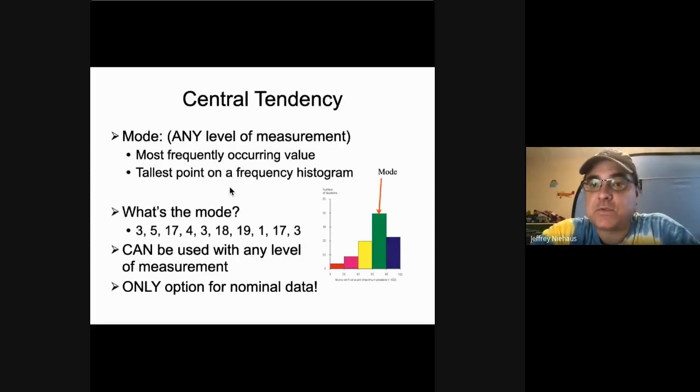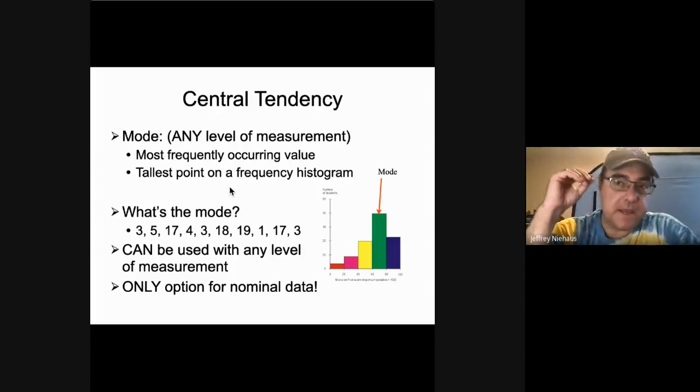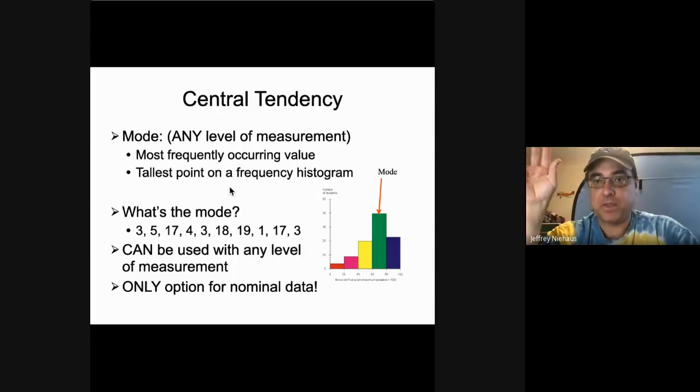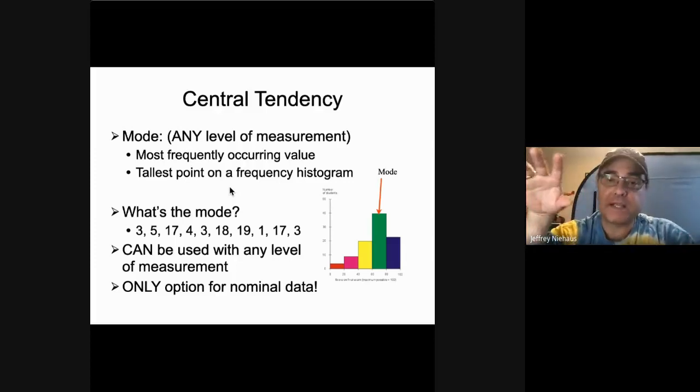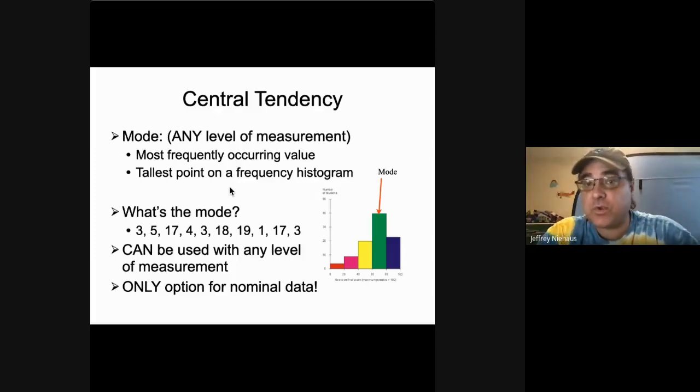Lastly, the last measure of central tendency is the mode. The nice thing about the mode is that you can use it for any level of measurement. The only thing that the mode is about is the most common value, the most frequently occurring value in the data set. So even if you're doing nothing more than assigning people to categories that have a name, you can still tell which category has the most people in it, and that's your mode. If you're looking at a frequency histogram, the mode is always going to be the tallest spot. All right, so easy to spot on a frequency histogram, not a terribly complicated concept.